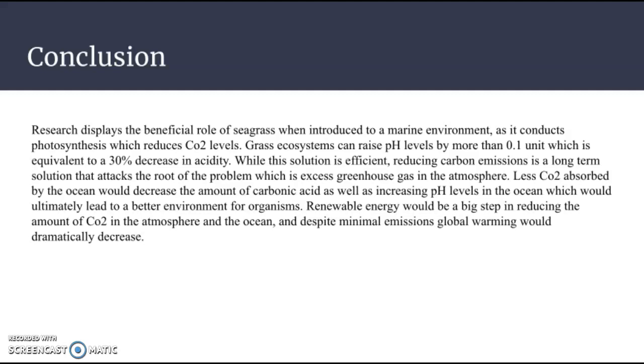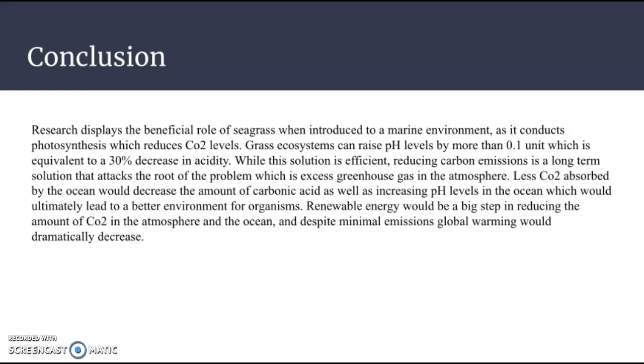While the solution is efficient, reducing carbon emissions is a long-term solution that attacks the root of the problem, which is excess greenhouse gas in the atmosphere. Less CO2 absorbed by the ocean would decrease the amount of carbonic acid, as well as increase pH levels in the ocean, which would ultimately lead to a better environment for organisms. Renewable energy would be a big step in reducing the amount of CO2 in the atmosphere and the ocean, and despite minimal emissions, global warming would dramatically decrease.